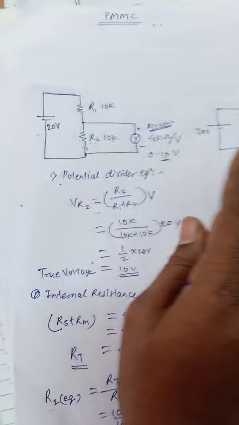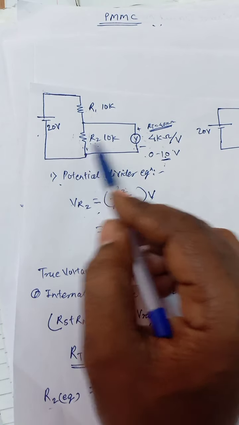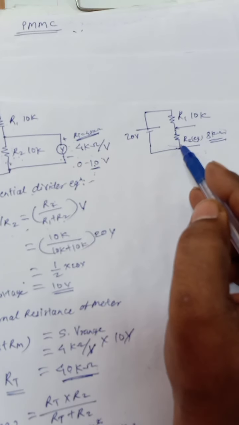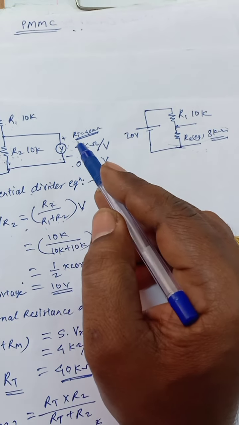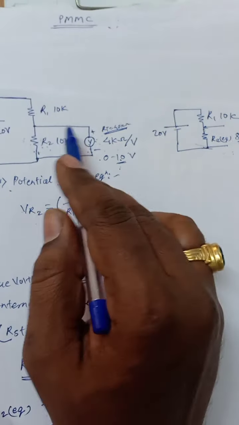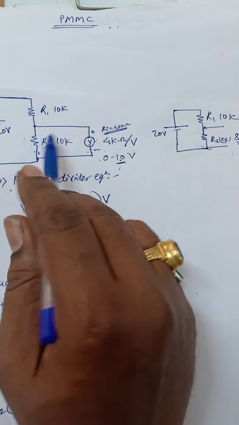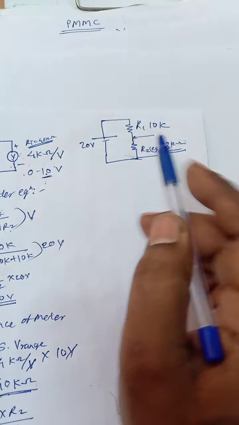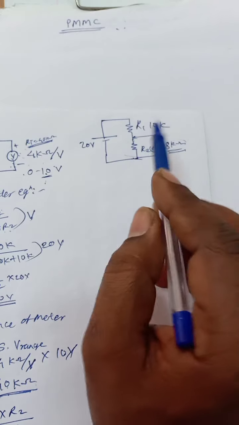Why is there a loading effect? When we connect the voltmeter across this resistance, it changes the resistance of the circuit, or it draws some current from the circuit. As I told in the definition, it draws some current from the circuit, so that's why it affects the resistance of the circuit and there is an error. So it changes the resistance, which means it changes the circuit current.